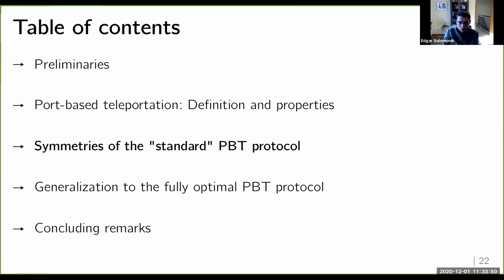Felix, yes, there was one question back when you were introducing port-based teleportation. Pywens asked, if this protocol requires a classical channel, is it still instantaneous?